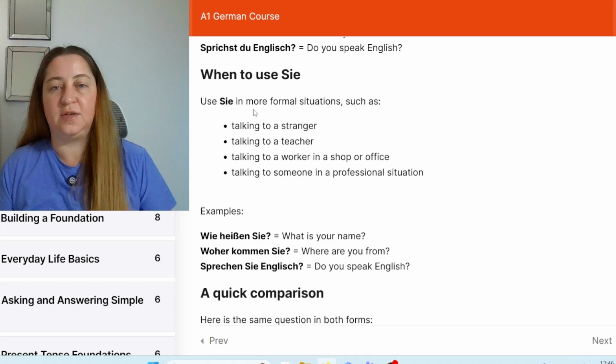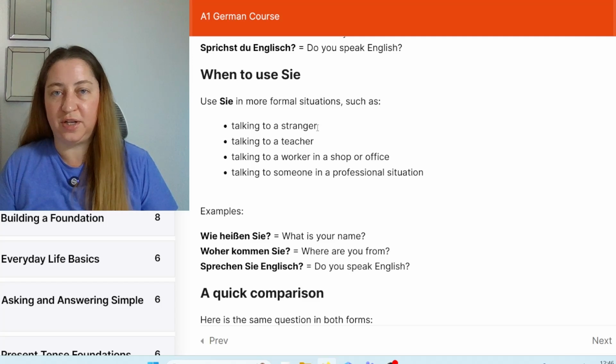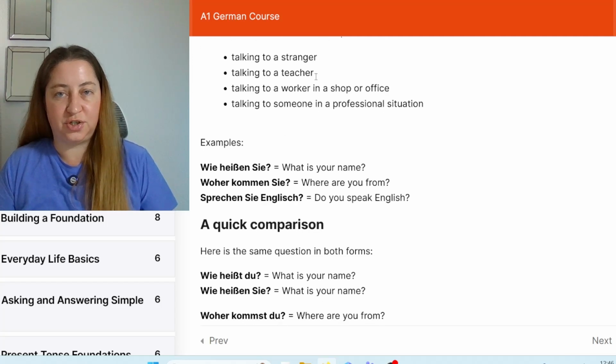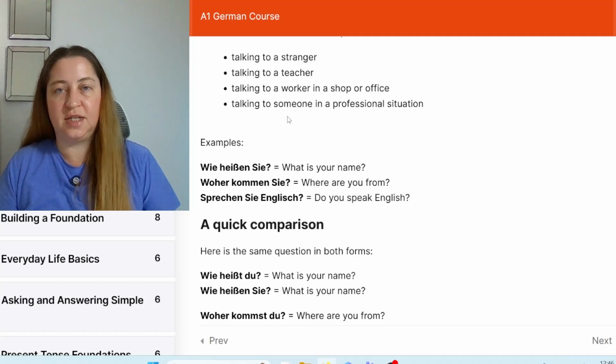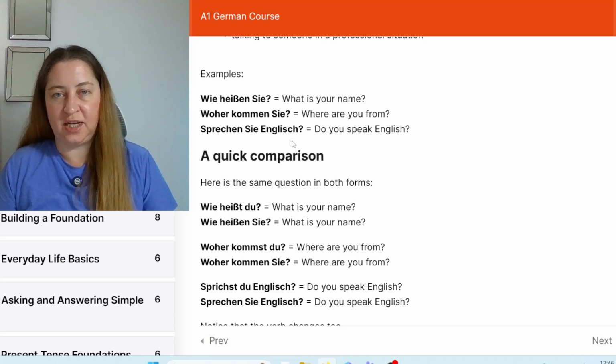Now let's look at when to use Sie. We use Sie in formal situations. So if you're talking to a stranger, a teacher, a customer, a coworker, a worker in a shop, or someone in a professional situation, then you would want to use Sie. Let's look at our example sentences. Wie heißen Sie? What's your name? Woher kommen Sie? Where are you from? Sprechen Sie Englisch? Do you speak English?